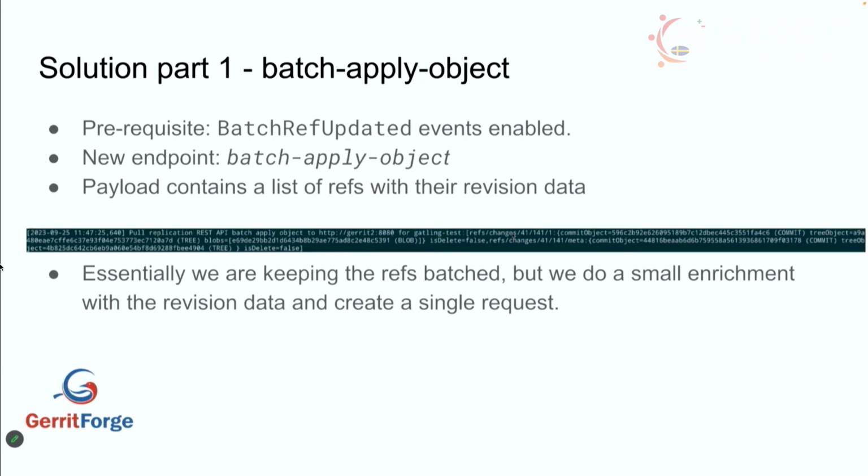So here we have the patch set ref and the meta ref with the revision data. You see the commit object hash, the tree object, the blobs, etc. Essentially what we're doing here is preserving the refs in the batch as they came, but we do a small enrichment, adding the revision data, and then we package the whole thing into one single request and send it over.